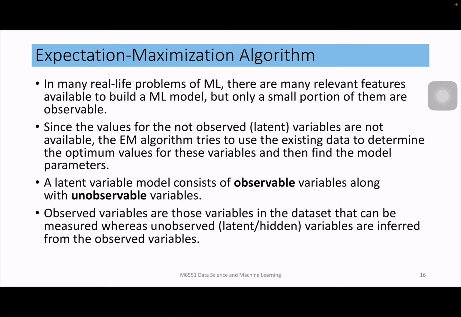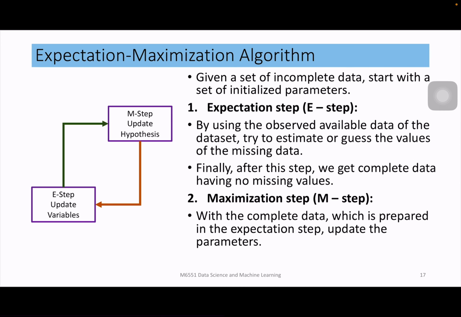So in the EM algorithm, there are observed variables that can be measured and unobserved variables, which are latent and hidden. Given a set of incomplete data, start with a set of initial parameters. The expectation step is the E step. By using the observed available data of the data set, try to estimate or guess the values of the missing data. After this step, we get complete data having no missing values.